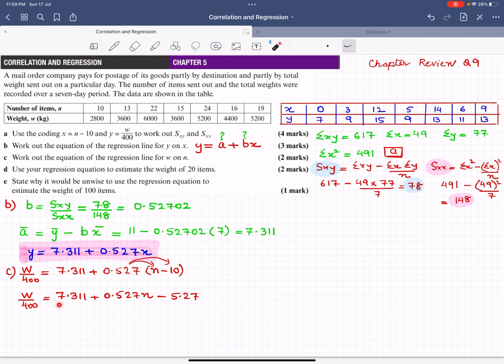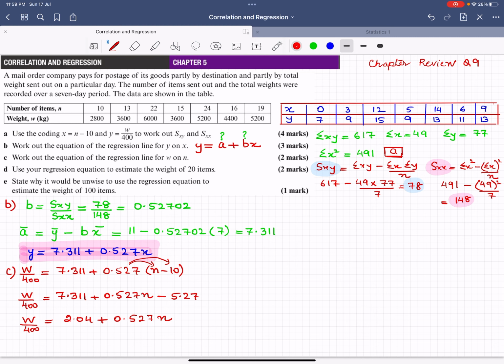Now we add up the two like terms here. We have a constant 7.311 and a constant minus 5.27. So we can add these two. So we have w over 400 is equal to 2.04 plus 0.527n.